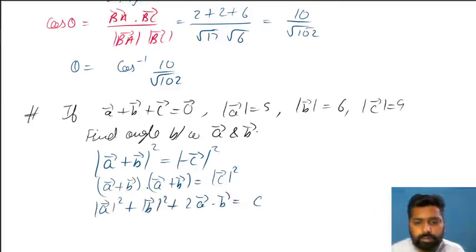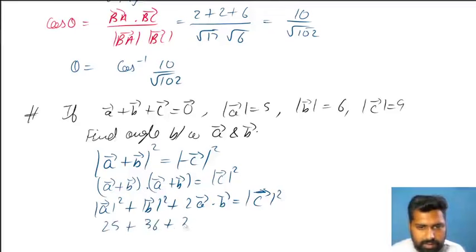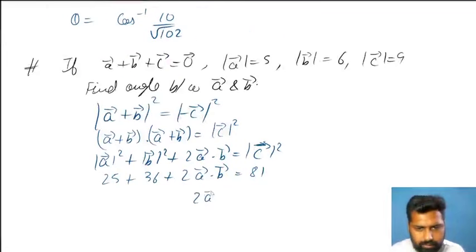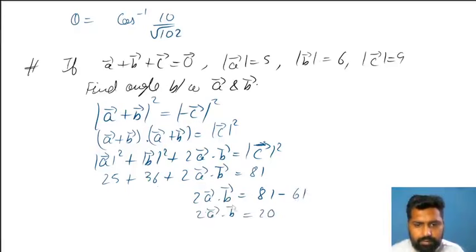And now I'm going to put the values. Mod c square: a square is 5 square, 25, plus b square is 36, plus 2 a dot b equals mod c square, which is 9 square, 81. So 2 a dot b is 81 minus 61, so basically 20 is 2 a dot b. So a dot b is 10.